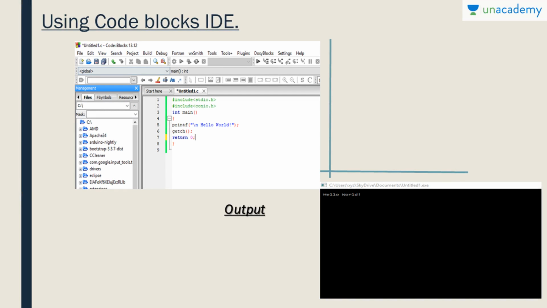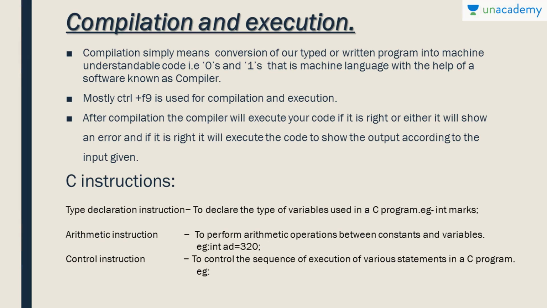We have used here the Code::Blocks IDE rather than the Dev C++ compiler and Borland C. You can use many other compilers that are available in the market nowadays. This is the program as I told you earlier in the previous slide, and this is the output of the program. Now let's move ahead and see what compilation and execution are.